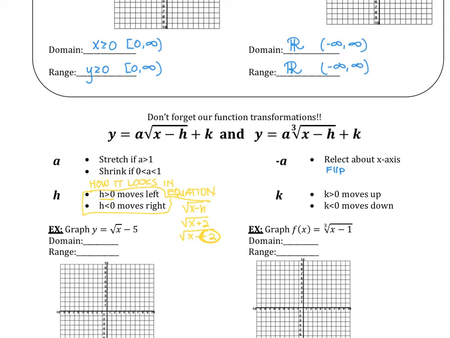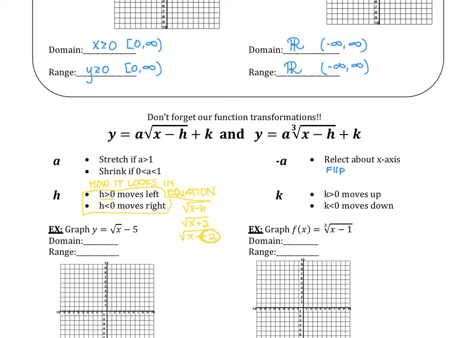That's important. So if h looks positive, if it looks like it's greater than 0, it's moving left. And if h looks negative, then it's actually moving right. And k in the equation is just how it looks. If it's greater than 0, it's moving up. If it's less than 0, it's moving down. So remember, this equation with that negative in there is a little bit tricky when we talk about moving left and moving right.